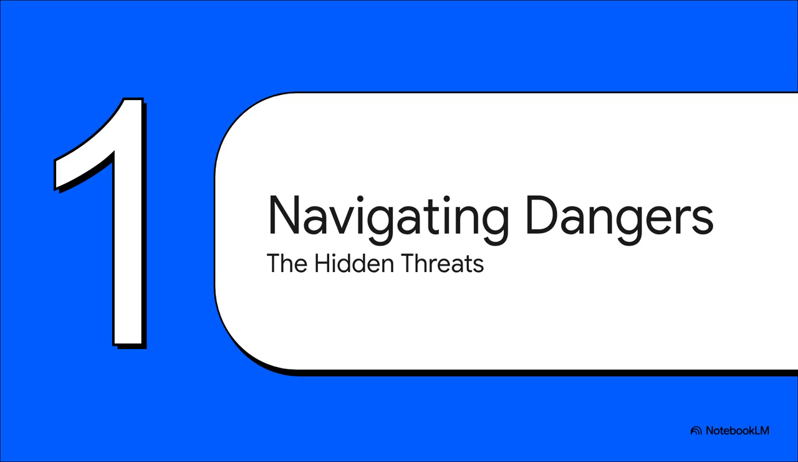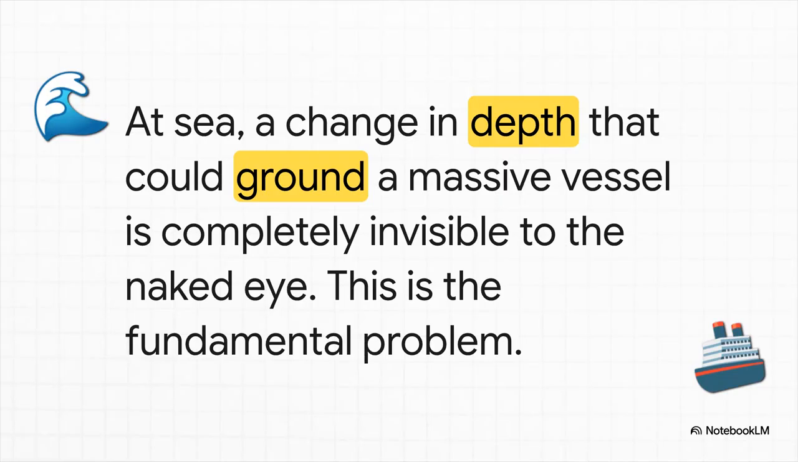Before we even get to the solutions, we have to really understand the villains of this story. The shoals, the wrecks, the shallow waters, all of it, lying in wait, completely out of sight. It's a simple fact, but it is absolutely crucial. Unlike on land, where you can see a mountain or a cliff coming, at sea, a sudden change in depth that could tear the bottom out of a massive vessel, well, it's completely invisible to the naked eye. This is the fundamental problem that we have to solve.